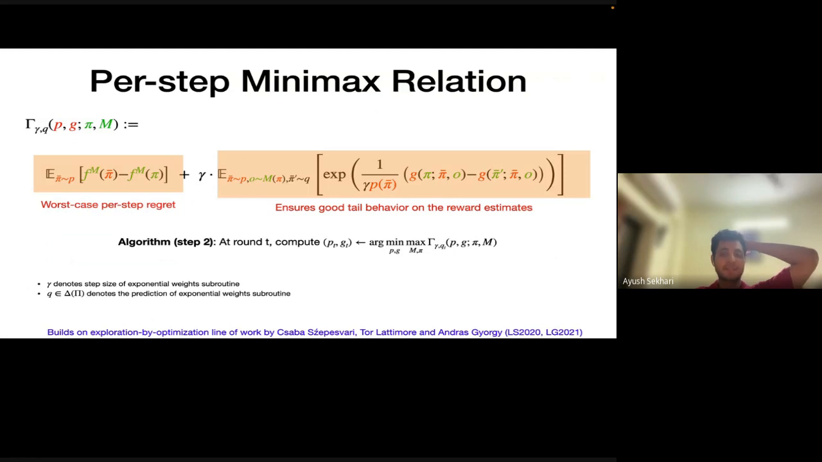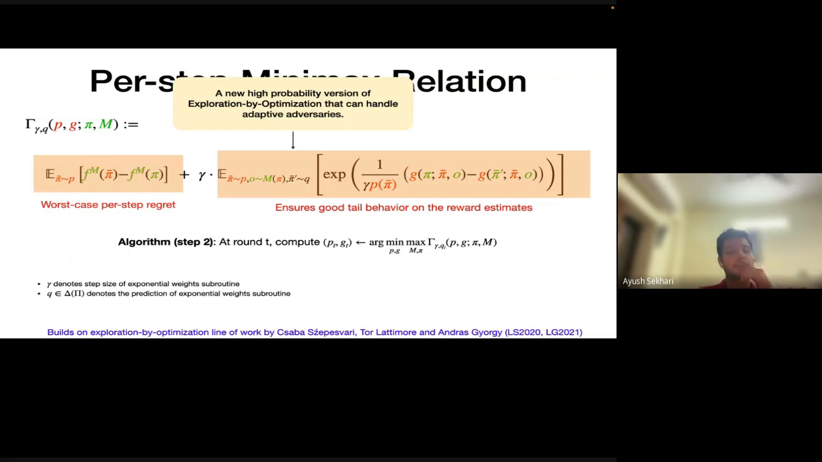So the key contribution of our work was to come up with this per step min-max optimization problem, and show that this can provide high probability regret guarantees that can handle adversarial, adaptive adversaries. Any questions so far before I go into further details on how the proof works? Again, this is all based on this exploration by optimization line of work by Foster and others.